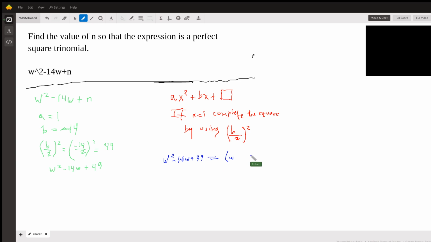So this is a w here and a w here. And I think it's pretty clear that you want a negative 7 here and a negative 7 here. Now, when you FOIL this, you should check it, it's going to be w squared minus 7w minus 7w plus 49, and you can see that this comes to w squared minus 14w plus 49.